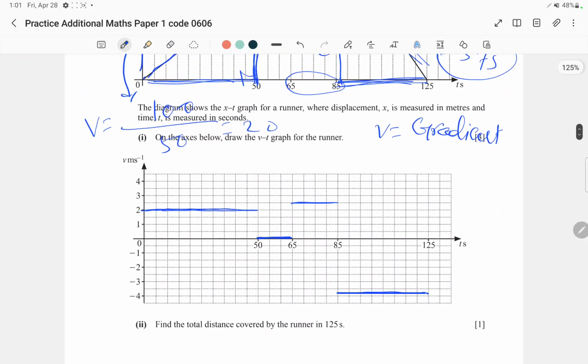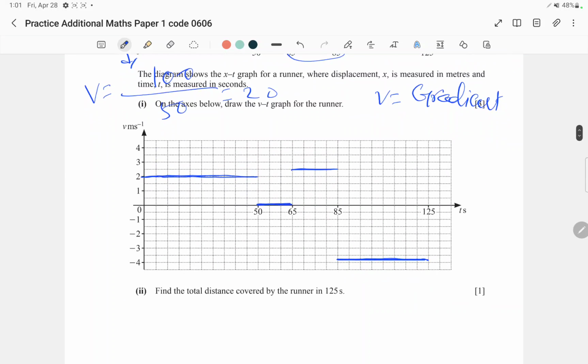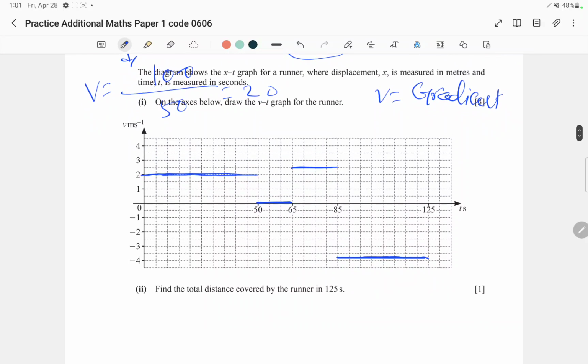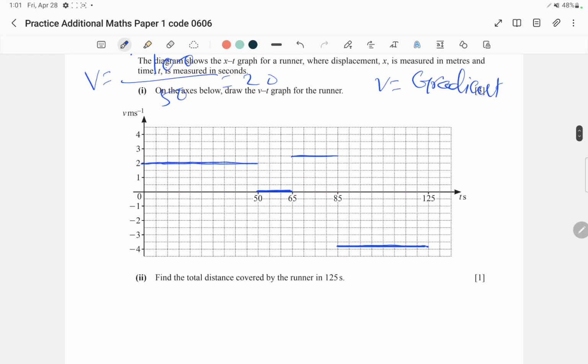So on the axis below, draw v-t graph. So this is your v-t graph. Okay, find the total distance covered by the runner in 125 seconds. So distance is the area under the velocity and time graph. So over here, this will be the area. Here area is 0. Here is the area, and here is the area.